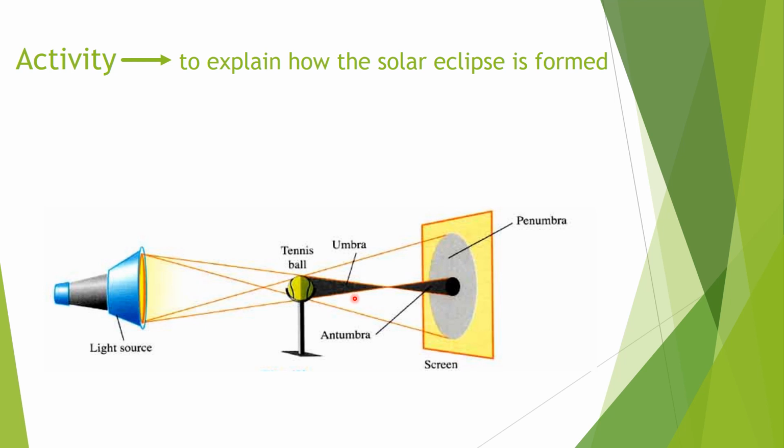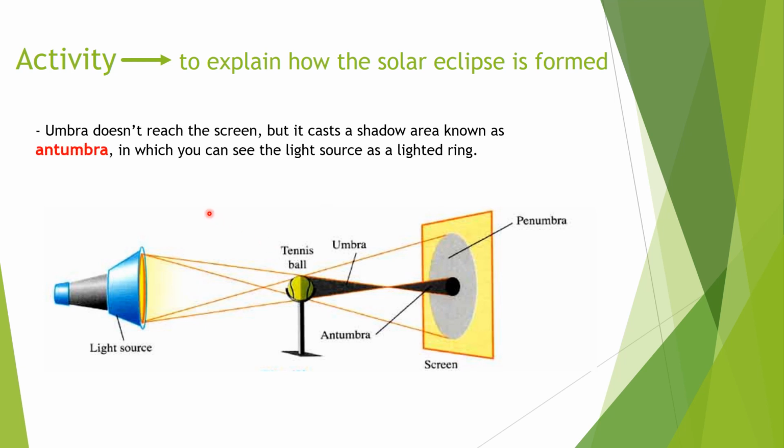Now we will move the tennis ball farther from the screen, as shown in the following figure. What you will observe is that the umbra doesn't reach the screen. The umbra, which is the real shadow, doesn't reach the screen, but it casts a shadow area known as the anti-umbra. In the anti-umbra you can see the light source as a lighted ring, not completed.